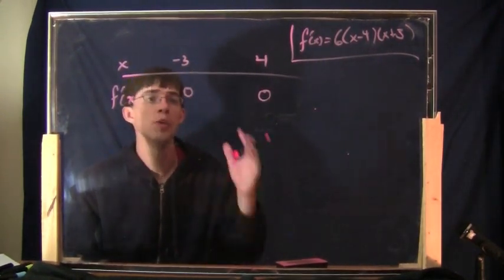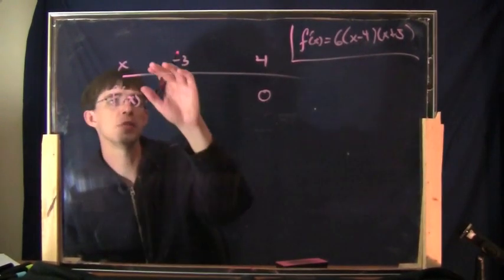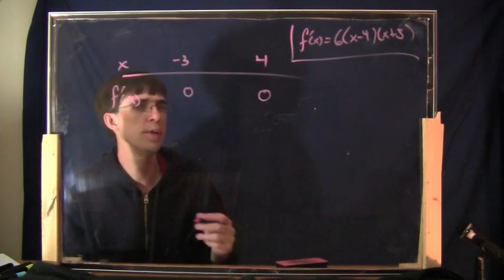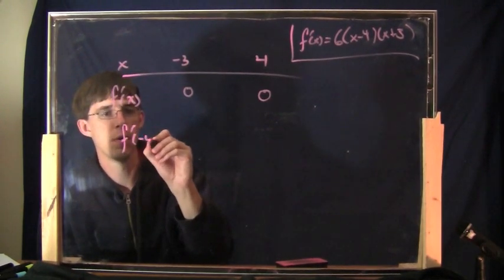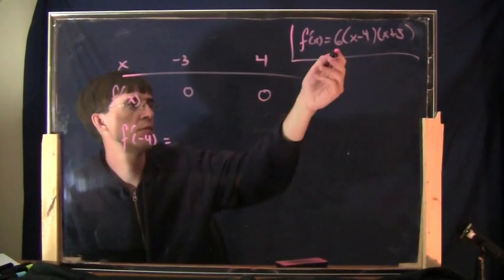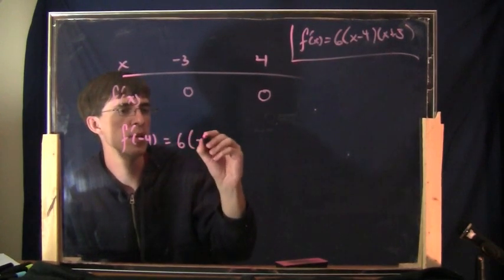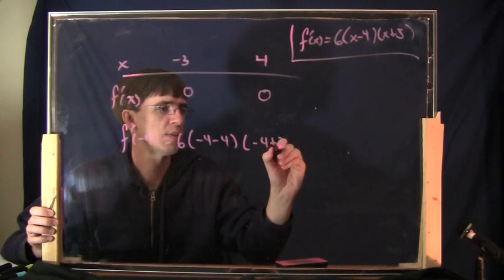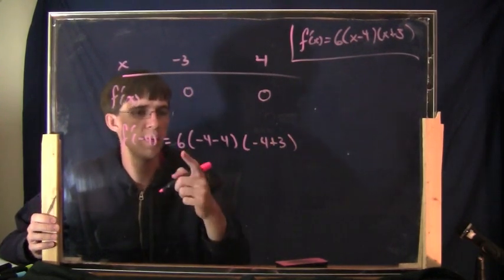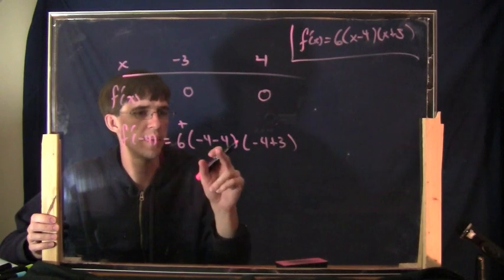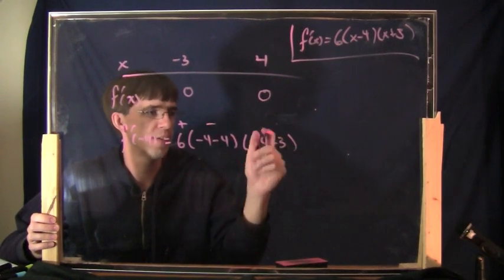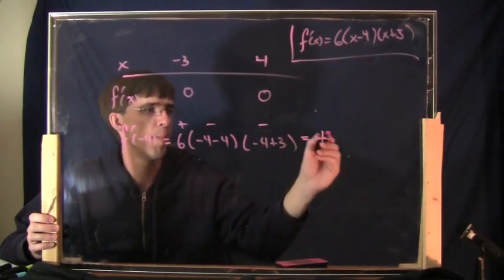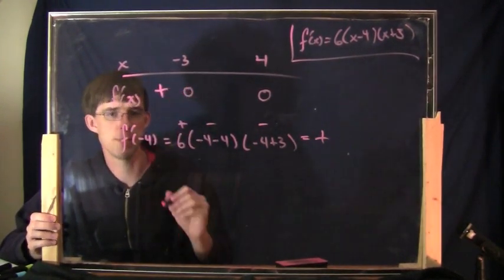In order to do that, you pick points and you plug them in. So let's start over here. To the left of negative 3, you have to pick a number less than negative 3. Let's go with negative 4. I see no reason to choose anything else. Plug it in here. You get 6 times negative 4 minus 4 times negative 4 plus 3. The 6 is positive. That's negative, negative 8. That's also negative, negative 1. So I got a positive times a negative times a negative, which is positive. So back here, the derivative is positive.